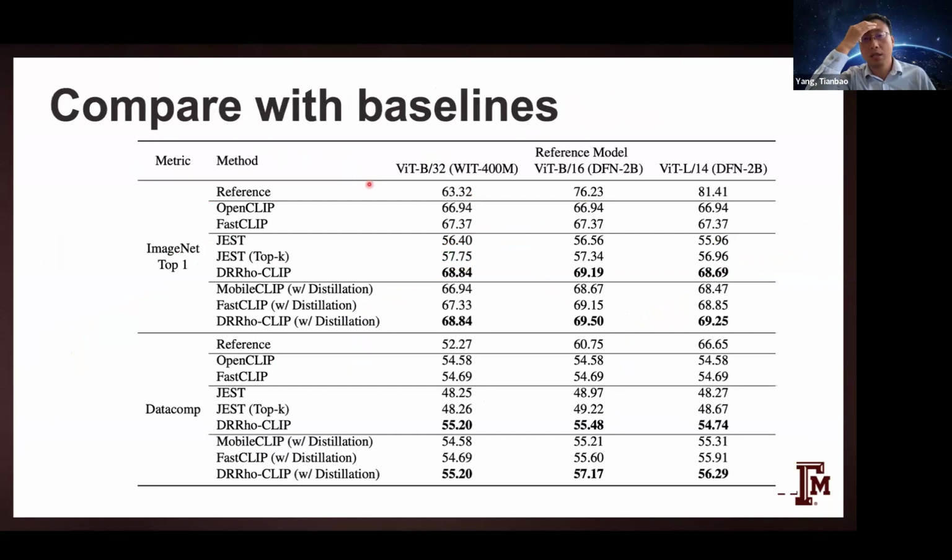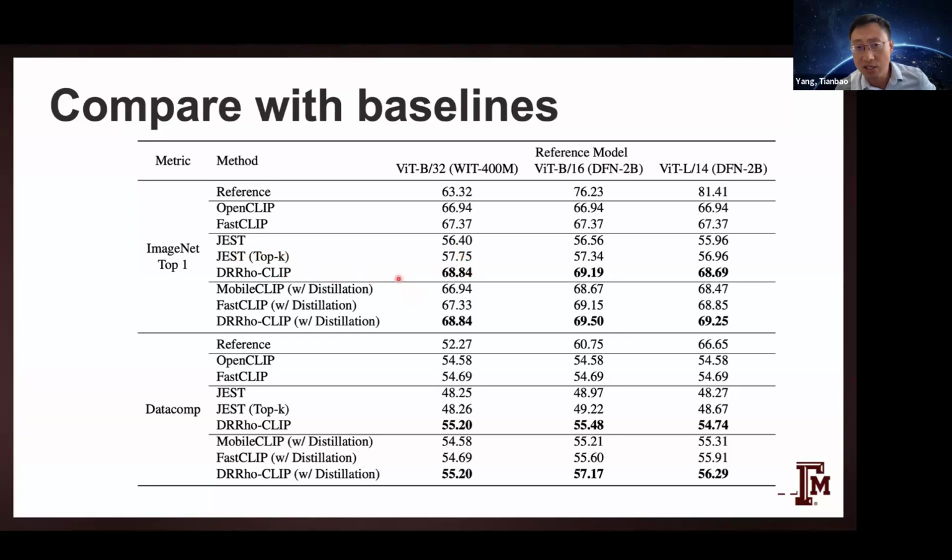We also compare with other baselines, OpenCLIP and FastCLIP, which is regular training. The improvement of FastCLIP is that we don't need a very large batch size. There is also Google's approach, JEST, which also uses a reference model. JEST is a heuristic approach, right? It's just a heuristic approach. You can see that DRO-CLIP has a dramatic improvement over the heuristic approach.